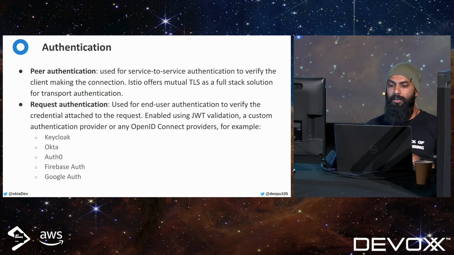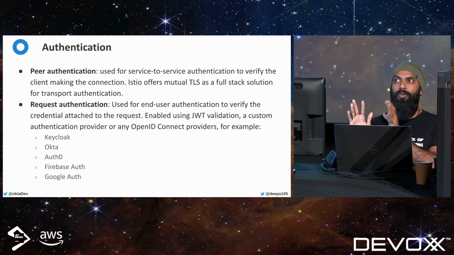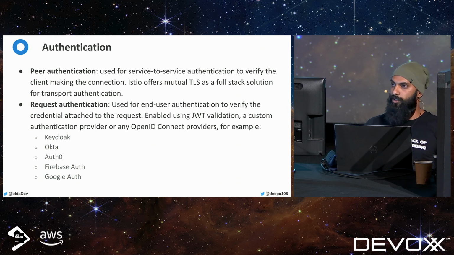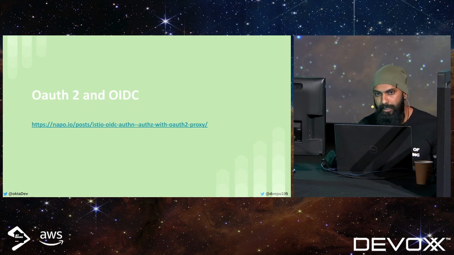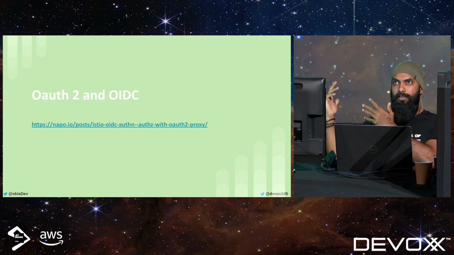Istio enables request-level authentication with JWT validation. It has a streamlined developer experience using custom authentication providers as well. You can use any OpenID Connect provider like Keycloak, Okta, Auth0, Firebase, Google Auth, or whatever. Any provider that is following the OpenID Connect spec, you can use that with Istio. So that is one option. And finally, if you are doing OAuth to an OIDC provider, I do have to put a disclaimer here. Doing OAuth 2 in Istio is a bit more involved than doing it on a traditional microservice stack. For example, even with the JHipster setup that I used.